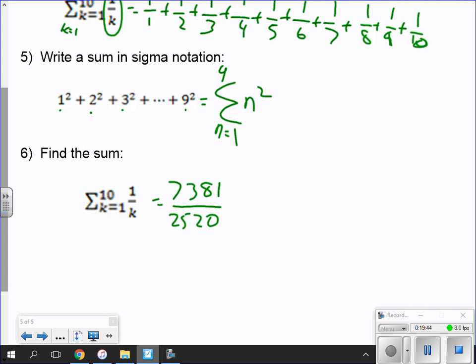And you get 7,381 over 2,520. This is what you get when you add them all together. Nice, short, sweet lesson.